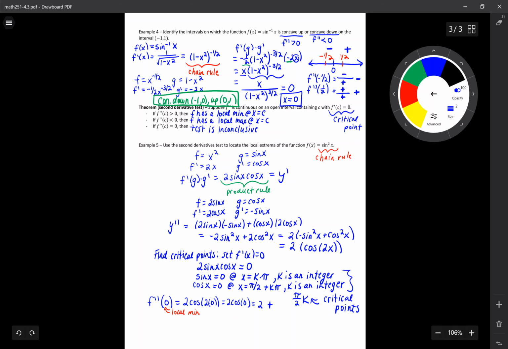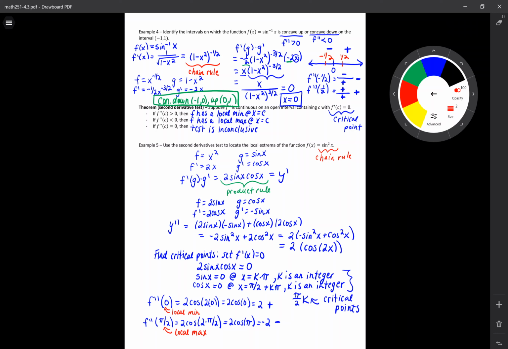And then let's test the next, pi over 2. So if k is equal to 1, then f double prime of pi over 2 is equal to 2 cosine of 2 times pi over 2, which is 2 cosine of pi. Cosine of pi is equal to -1, so this is -2, which is negative. That makes this a local max according to the second derivative test.